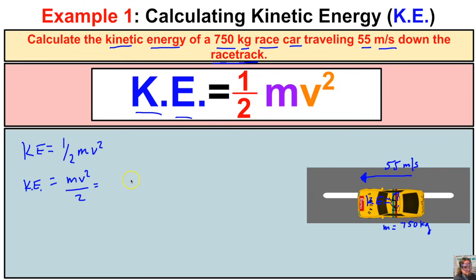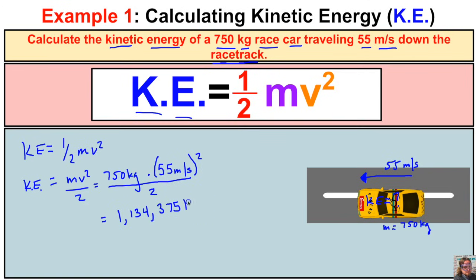So the mass of this object is going to be 750 kilograms, and its velocity is 55 meters per second. And what we're going to end up doing is squaring this, and then dividing this whole thing by 2. And so when we put this in our calculator, what we will end up with is 1,134,375.